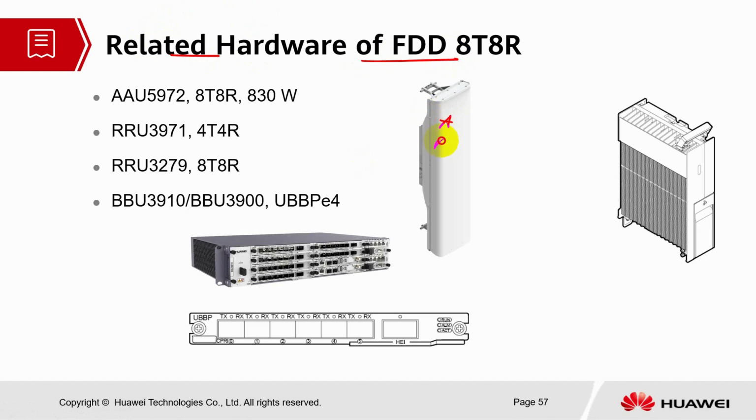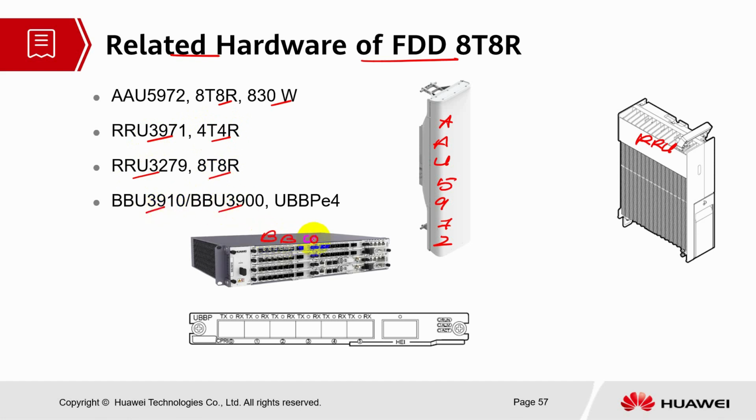So this is actually an AAU model 5972, which can support 88R and the power consumption is 830 watts. This is an RRU model. So this RRU can be 3971, which can support a 44R module, or 3279, which can support 8T8R transmit and receive. So the BBU that we are using is 39110 and 3900.